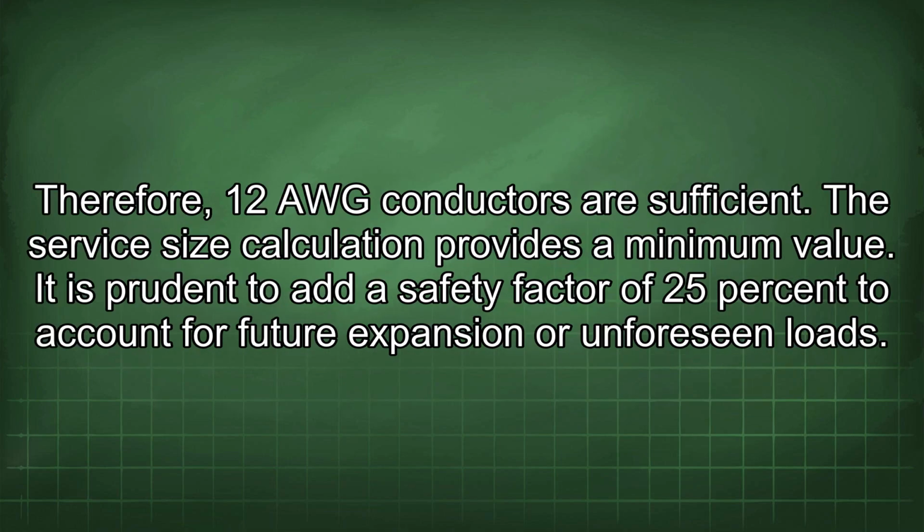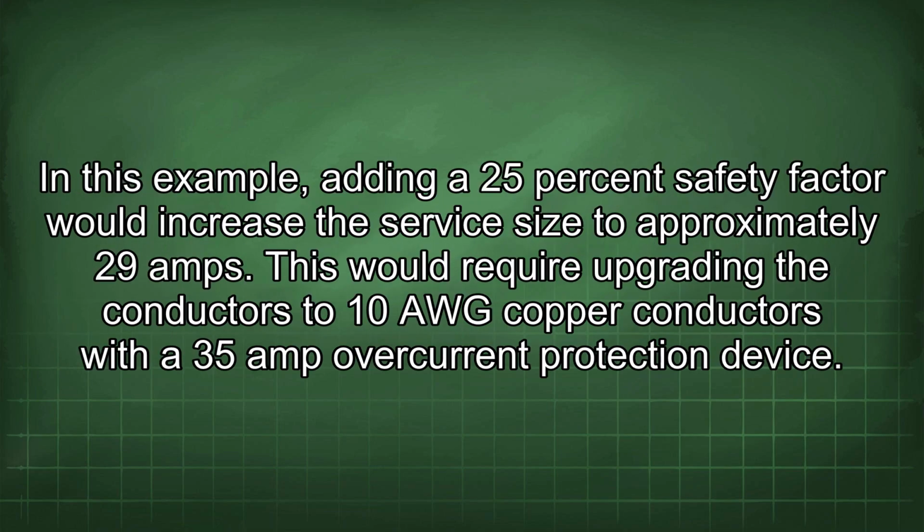Therefore, 12 AWG conductors are sufficient. Service size calculation provides a minimum value. It is prudent to add a safety factor of 25% to account for future expansion or unforeseen loads. In this example, adding a 25% safety factor would increase the service size to approximately 29 amps. This would require upgrading the conductors to 10 AWG copper conductors with a 35 amp overcurrent protection device.